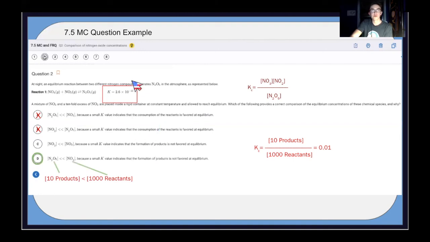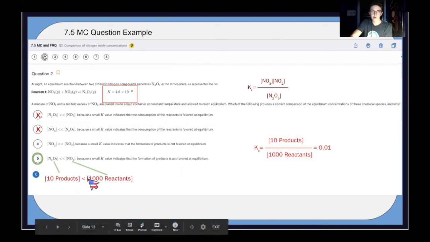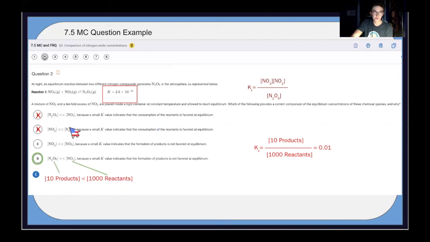Next, we'll go to C and D. And we already know that we're going to have more reactants than products. So we just match these up to our products and reactants from our original equation. And we see that D is the correct answer.